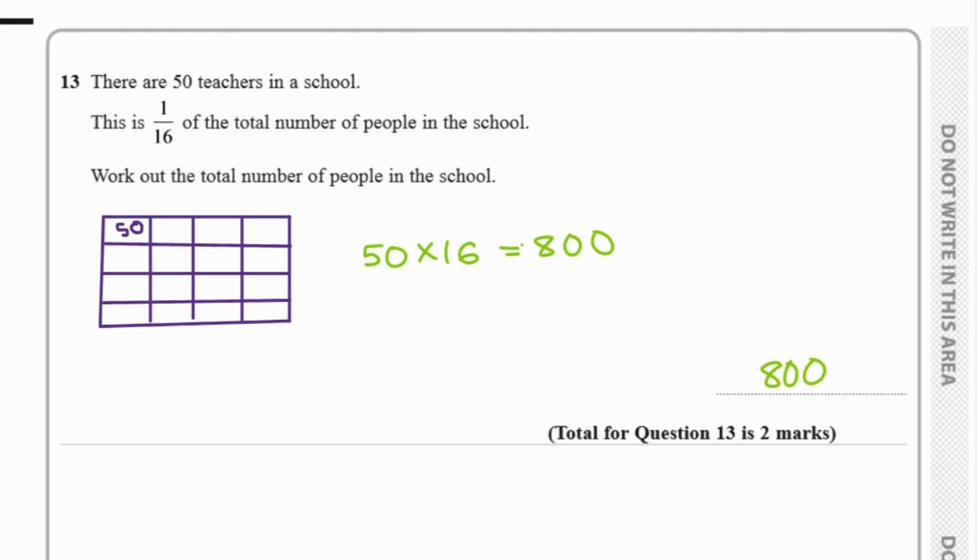This was a 2-mark question, and the first mark would be given for identifying the correct method of multiplying 50 by 16, and the second mark would be given for getting a correct final answer of 800.